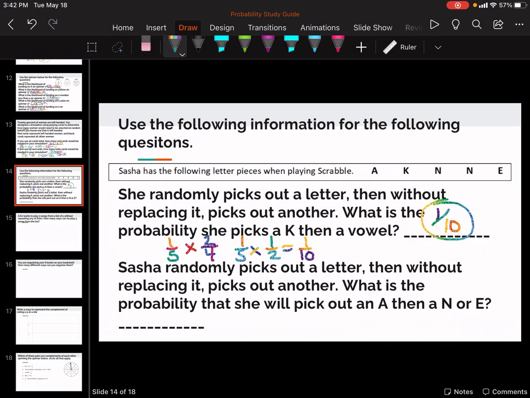Sasha randomly picks out a letter, then without replacing it, picks out another. What is the probability that she will pick out an A, then an N or an E? Okay, so to get an A, again, was 1/5. Picks out another, it's going to be an N or an E, which is going to be 3 out of 4, because that's 1 less, so we multiply straight across, we get 3/20.